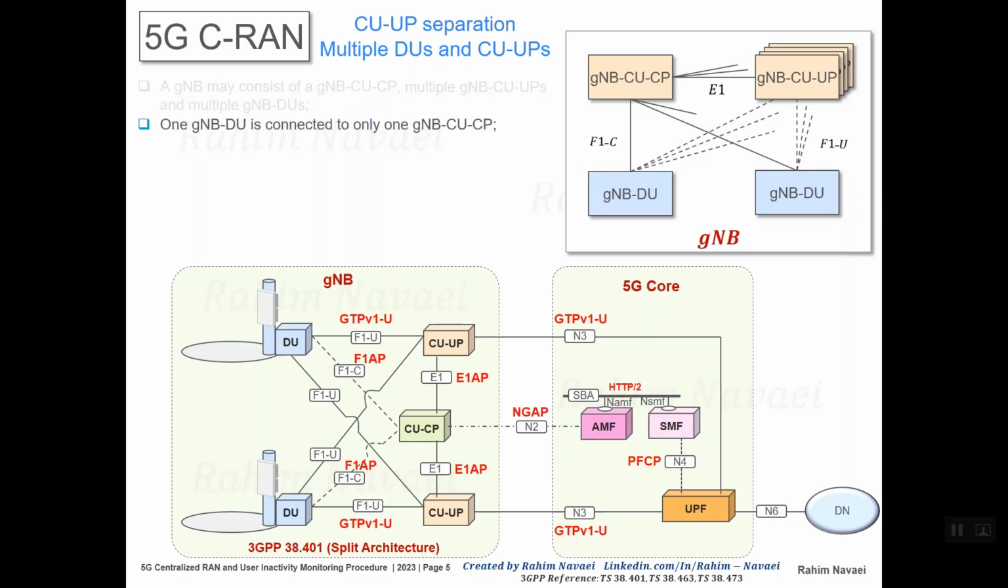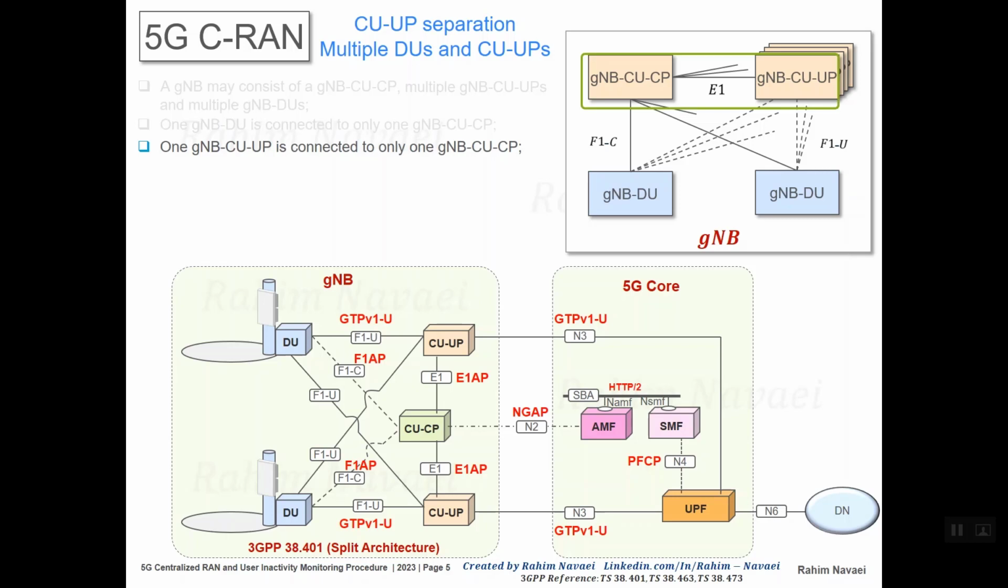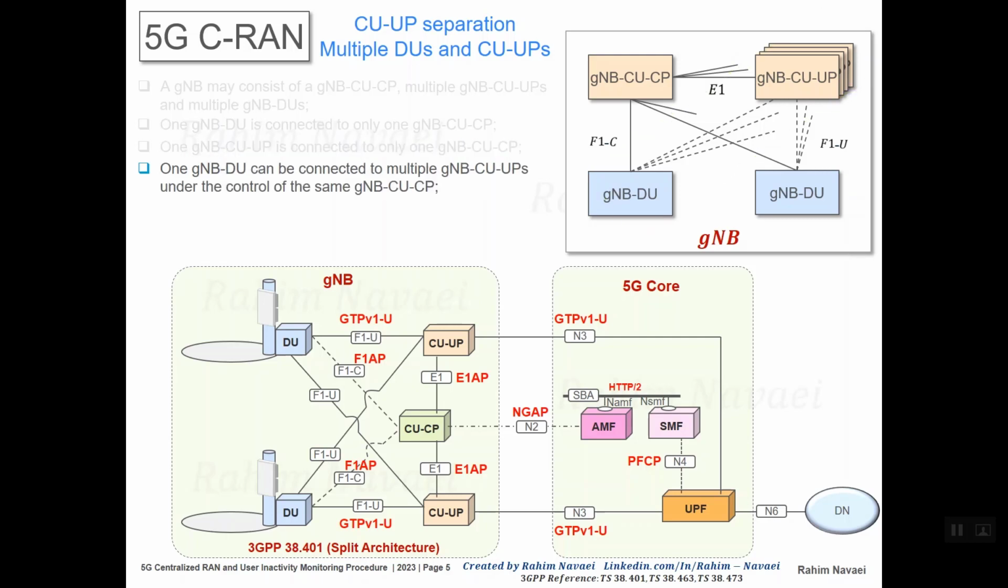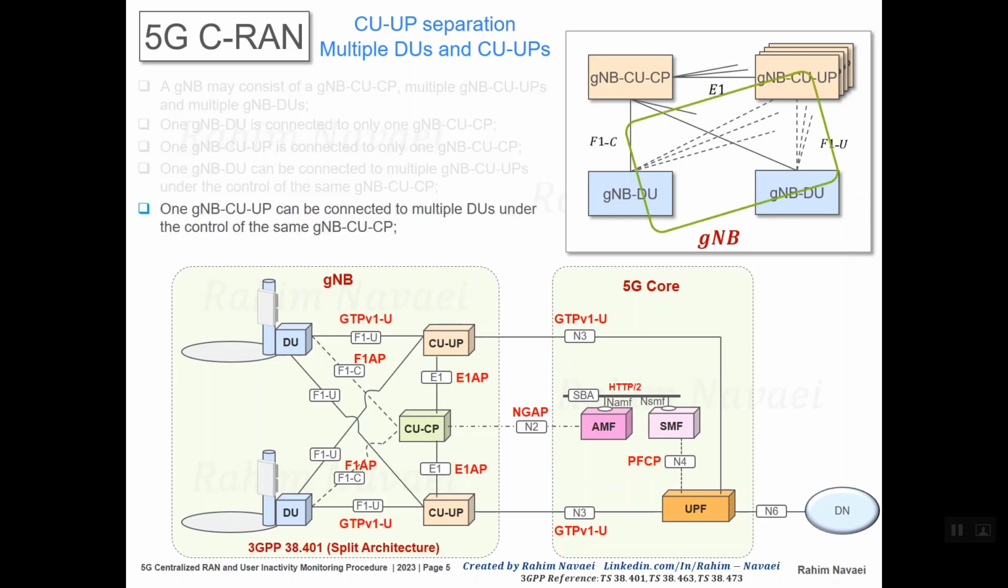One DU is connected to only one CU-CP. One CU-UP is connected to only one CU-CP. And one DU can be connected to multiple CU-UPs under the control of the same CU-CP. And finally, one CU-UP can be connected to multiple DUs under the control of the same CU-CP.